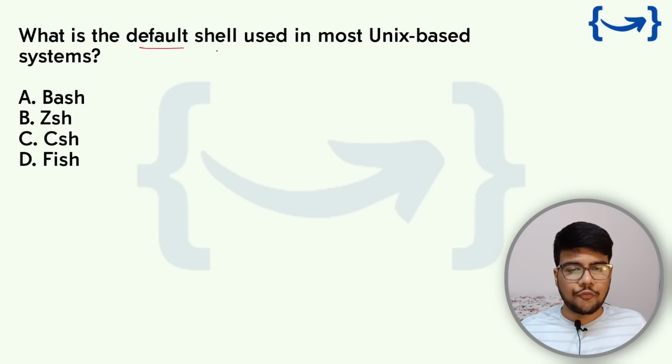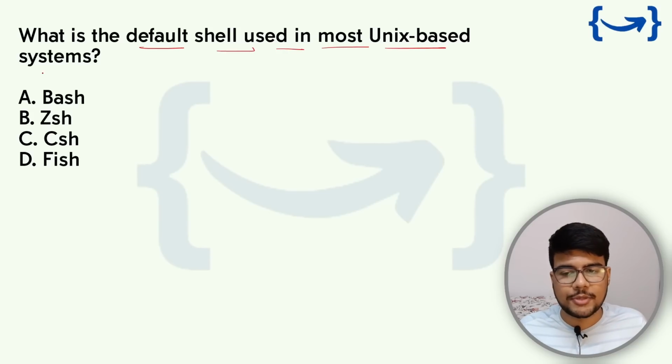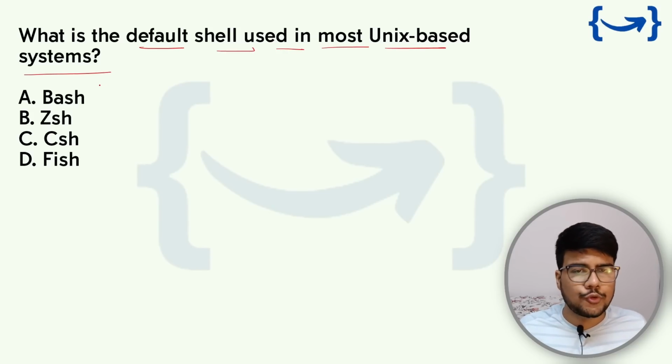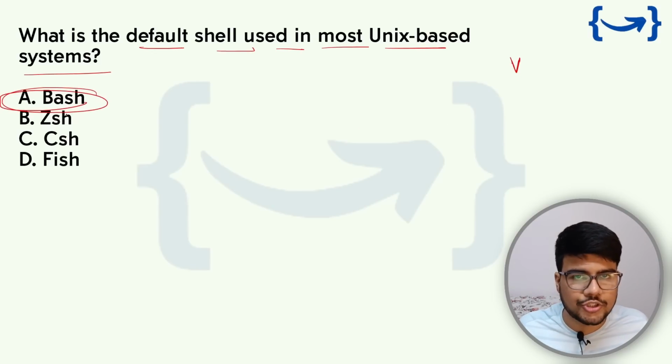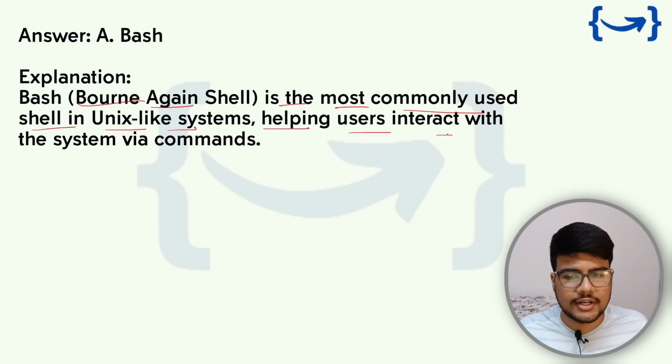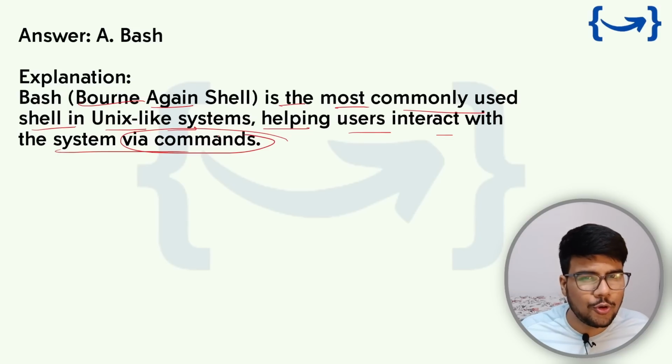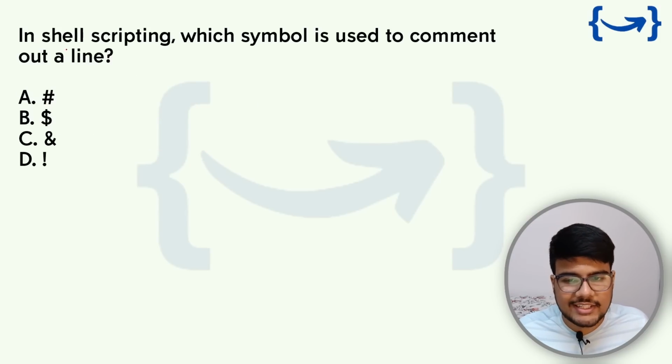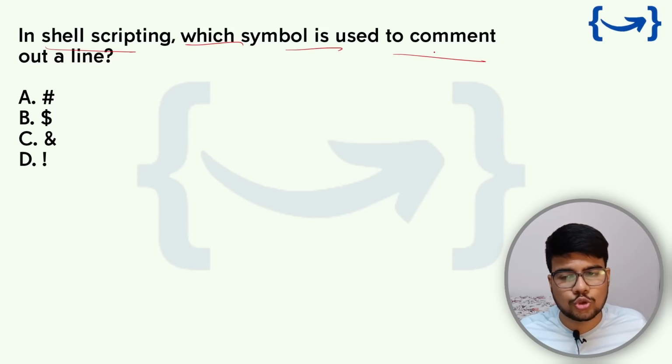So what is the default shell used in most Unix-based systems? Default shell. If you have ever used VS Code and clicked on the number of terminals you have, then you will definitely end up getting bash as an option, but bash also has a full form. You know it? I guess most people don't know. We'll let you know. So bash is the Bourne Again Shell. It is the most commonly used shell in Unix systems, helping users interact with the system via commands. I hope you know it somewhere. Think, it may be Git. Let me know. Okay, so in shell scripting, which symbol is used to comment out a line?